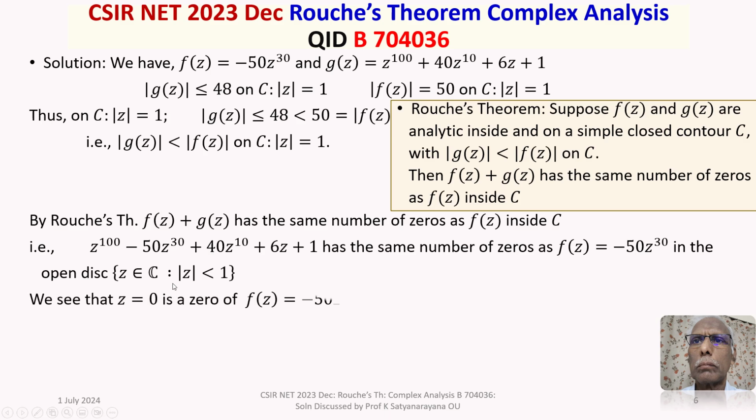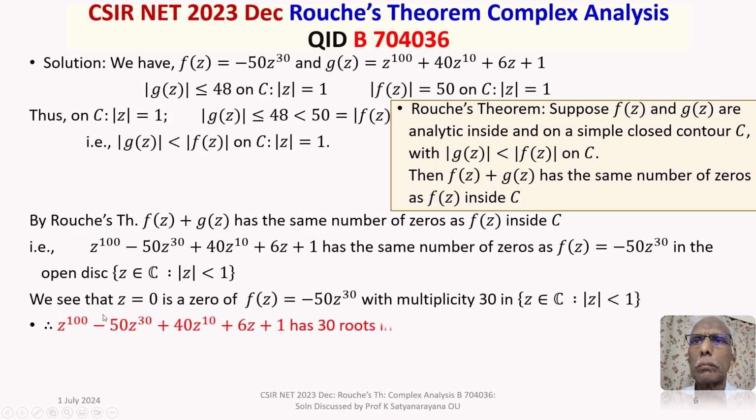We see that z equal to 0 is a zero of f(z), that is minus 50 into z to the power of 30, with multiplicity 30, that means z equal to 0 is repeated 30 times. Whenever multiplicity comes, you have to count that many zeros. Multiplicity 30 means these are 30 zeros in this open disk. Therefore, this whole polynomial z to the power of 100 minus 50 z to the power of 30 plus 40 z to the power of 10 plus 6z plus 1 has 30 roots in the open unit disk.